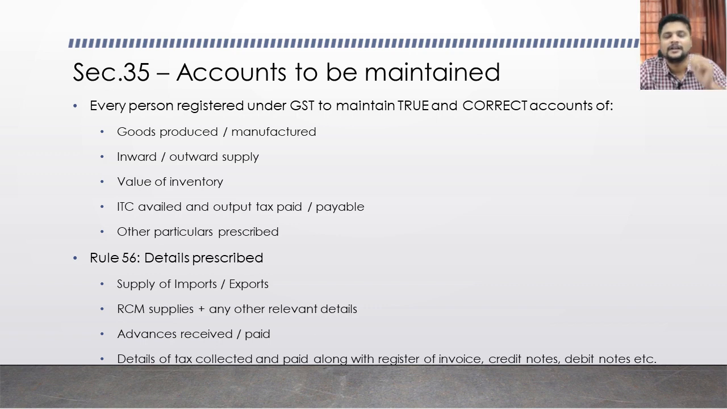The fourth aspect listed in the section is the details of input tax credit availed and any output tax paid or payable during the tax period. That means the details or summary related to input tax as well as output tax of a taxpayer have to be maintained. As I told you, after these four items, it also gives a residual clause which says that any other documents that may be prescribed by the government are also to be added to this illustrative list.